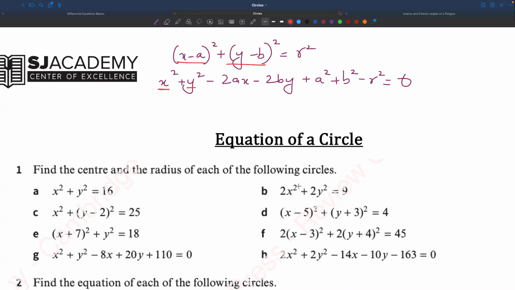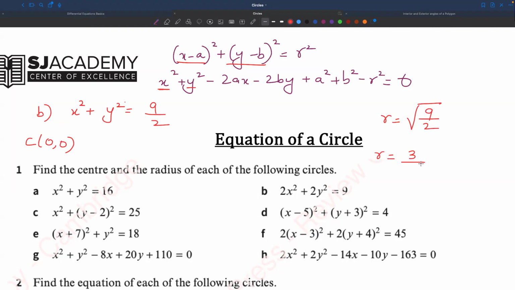The first step will be to make sure the coefficient of x squared and y squared should be 1. So you will divide the whole equation by 2 and you will get x squared plus y squared is equal to 9 upon 2. Now when this has come, again by comparison the center is 0,0, right, but the radius will be what, the square root of 9/2. Okay, so how will I write this, 3/√2.